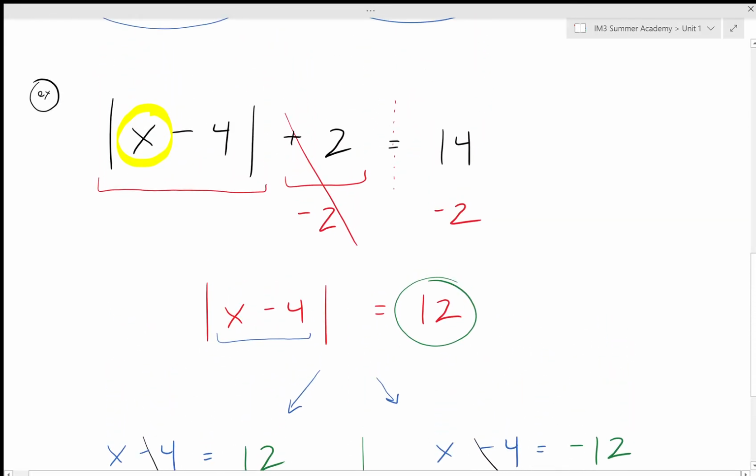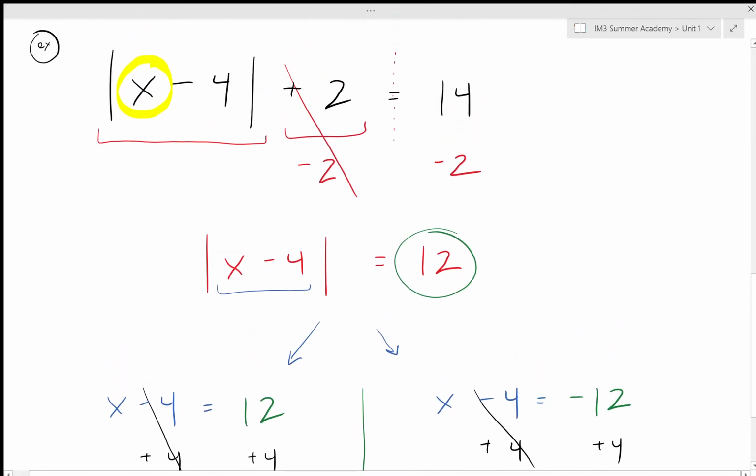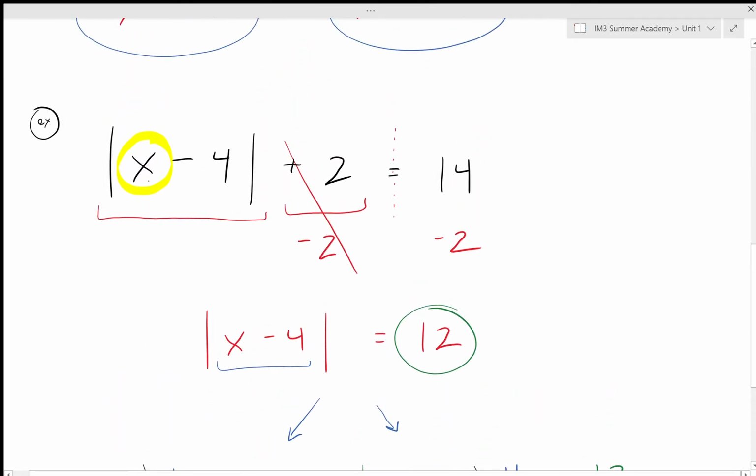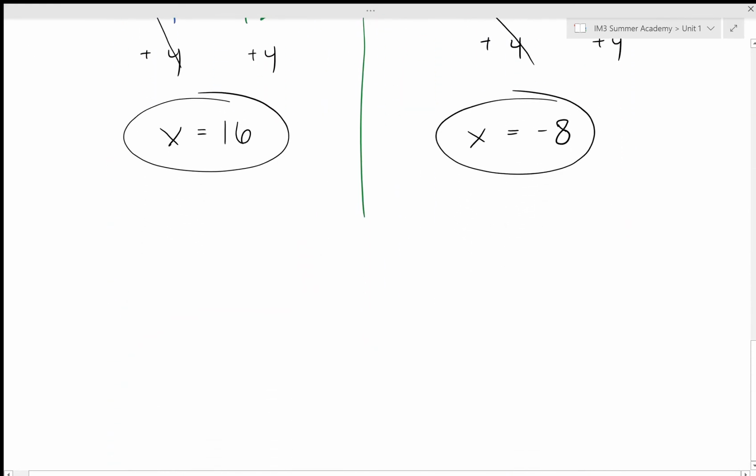If I plug in 16 here, 16 minus 4 is 12. Absolute value of 12 is 12, and 12 plus 2 is 14. Okay, that works out. The other number is negative 8. If I plug in negative 8, and a negative 4 make a negative 12, but then apply the absolute value. A negative 12 would come out as positive 12, and positive 12 plus this 2 comes out as 14. So they do all work. You don't need to check them every single time, as long as you trust your work on it.